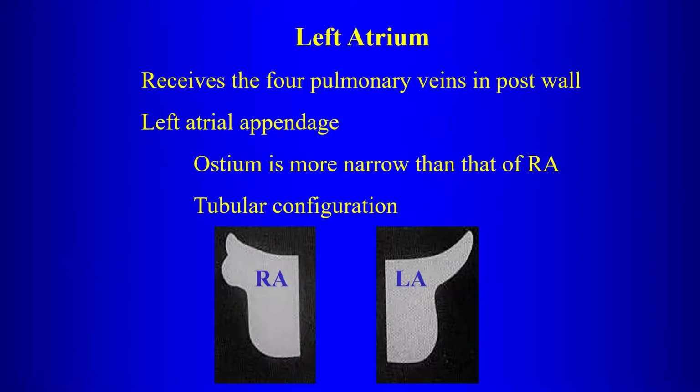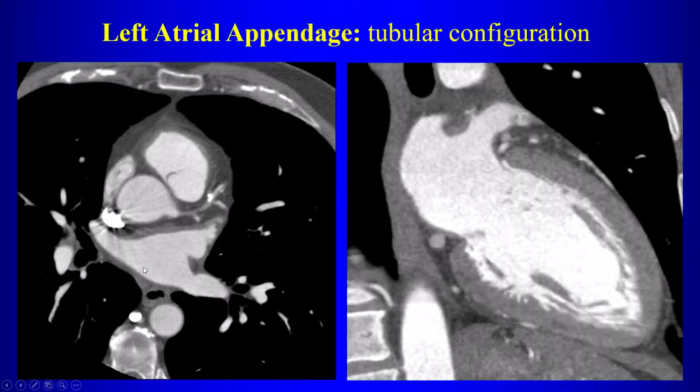Now moving on to the left atrium, which usually receives the four pulmonary veins in the posterior wall. The left atrial appendage is morphologically the best way to identify the left atrium. So we talked about the tubular shape of that and the narrow opening, the narrow ostium, as it empties into the left atrium. So here on this axial image, we can see the left atrial appendage. Here's the ostium of the left atrial appendage.